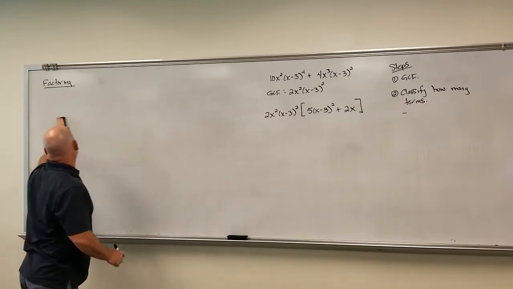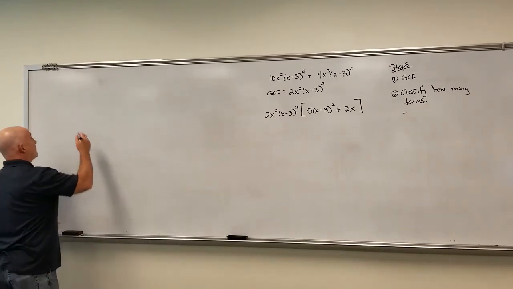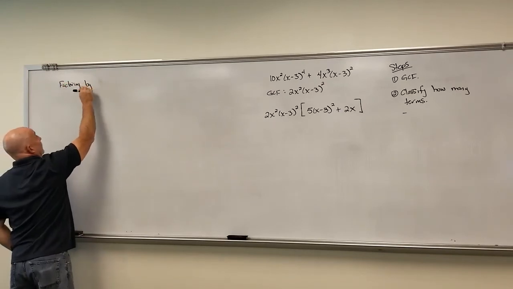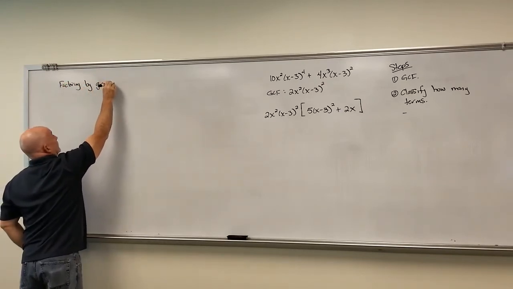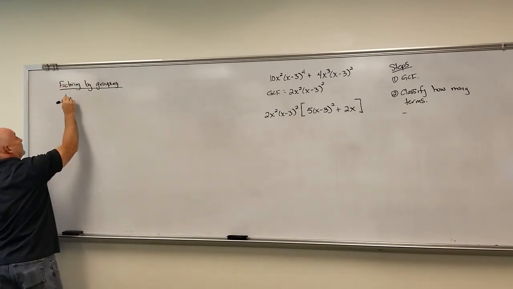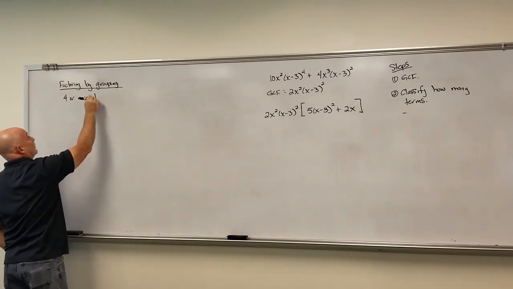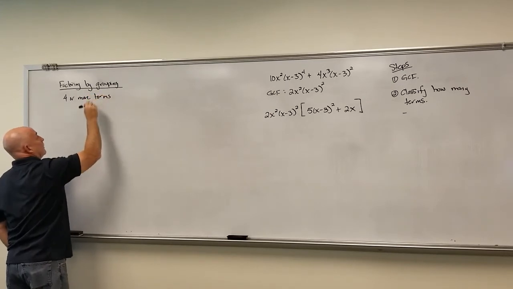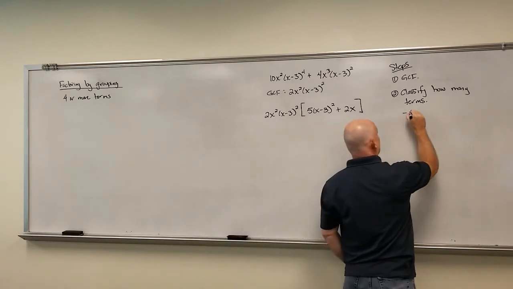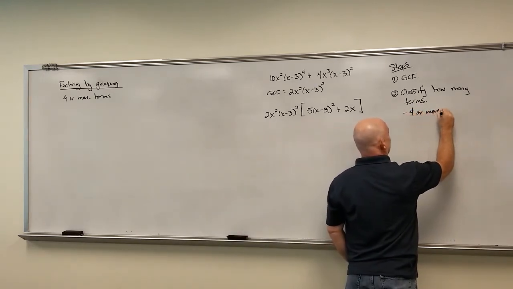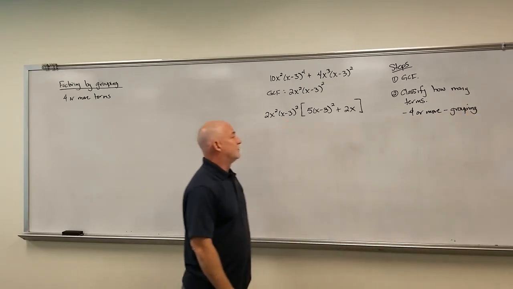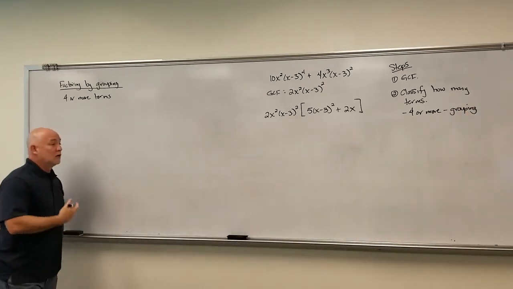Well, let's look at factoring by grouping. Now, when we're factoring by grouping, we're always going to be looking at 4 or more terms. So over here, if you have 4 or more terms, we're always going to factor by grouping. So let's take a look at a quick example of this.